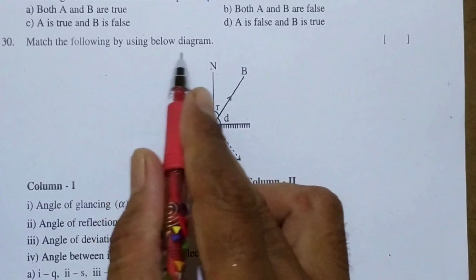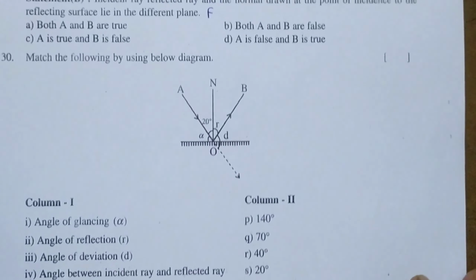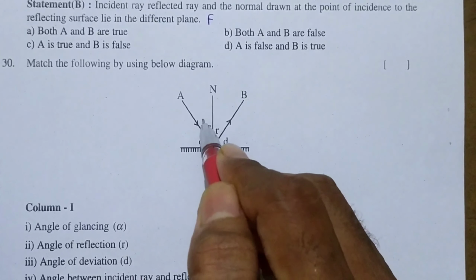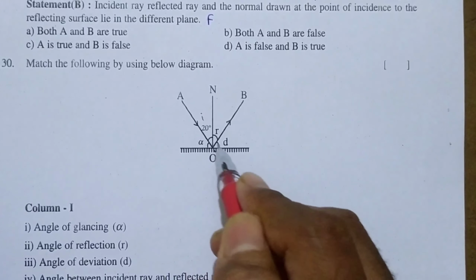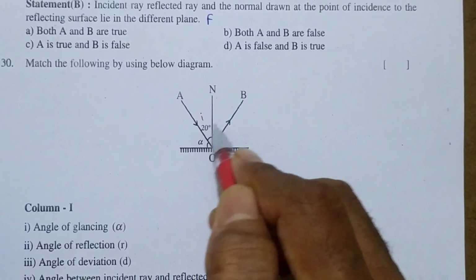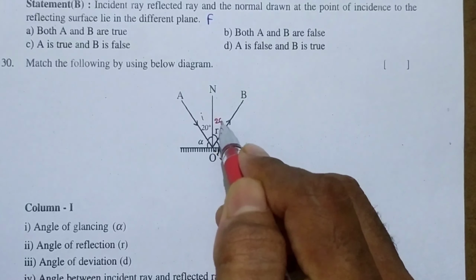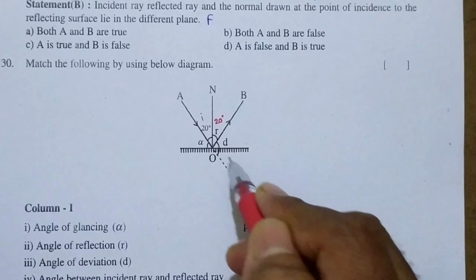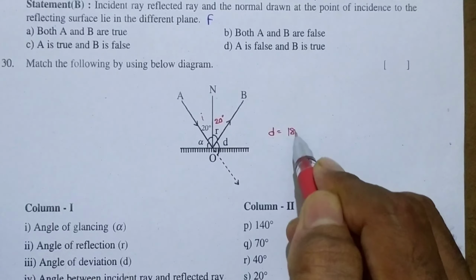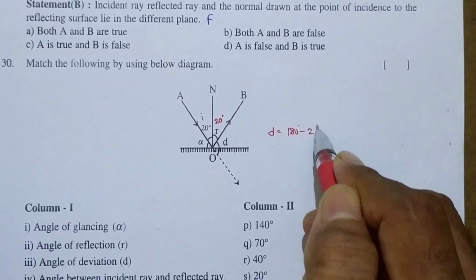Match the following using the below diagram. Now this is the given diagram. Here, as you know, the angle of incidence I is given as 20. According to the laws of reflection, if I is 20, R also will be 20 degrees. Right? Now angle D, as we know, is equal to 180 minus 2 times I.